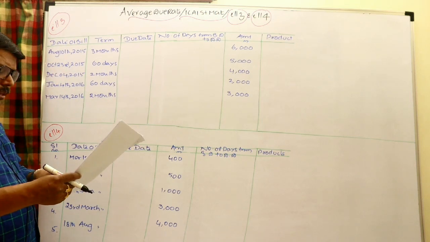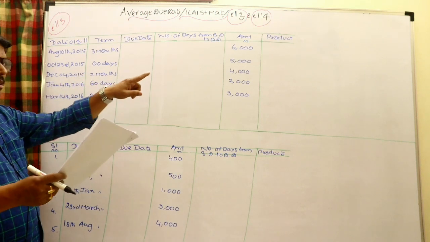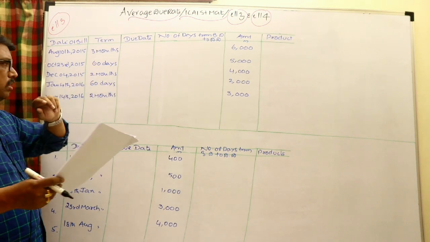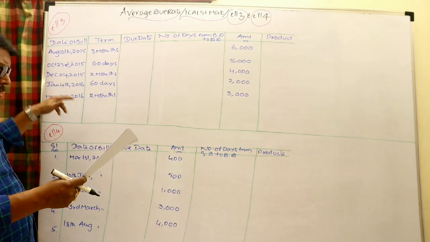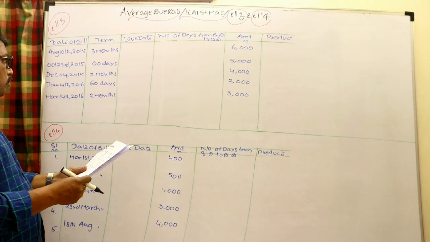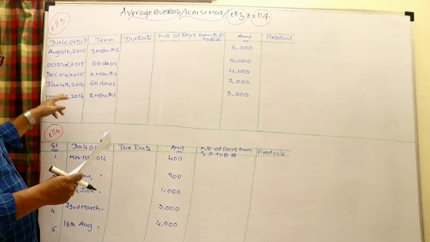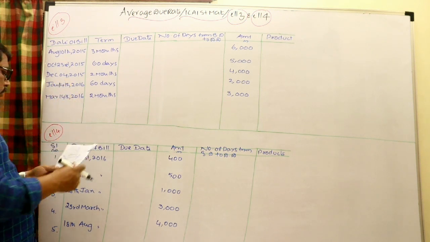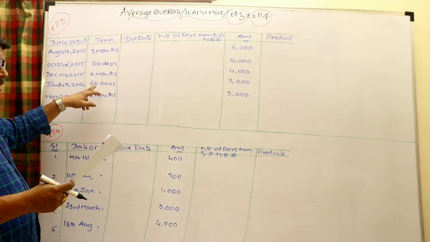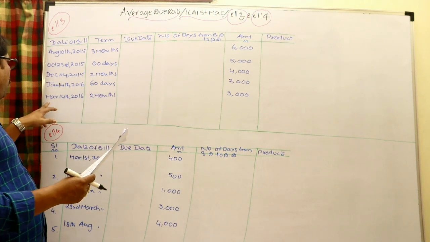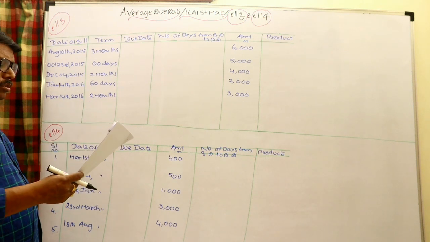August 10th 2015, 3 months bill, 6,000 rupees. October 23rd 2015, 60 days bill, but here the number of days is to be added, not the term of months, plus 3 grace days. Next, December 4, 2 months, 4,000 rupees bill. Next, January 14th, not 4th, January 14th 2016, 60 days bill, of course 2,000. March 14th 2016, 2 months bill, 3,000 rupees.